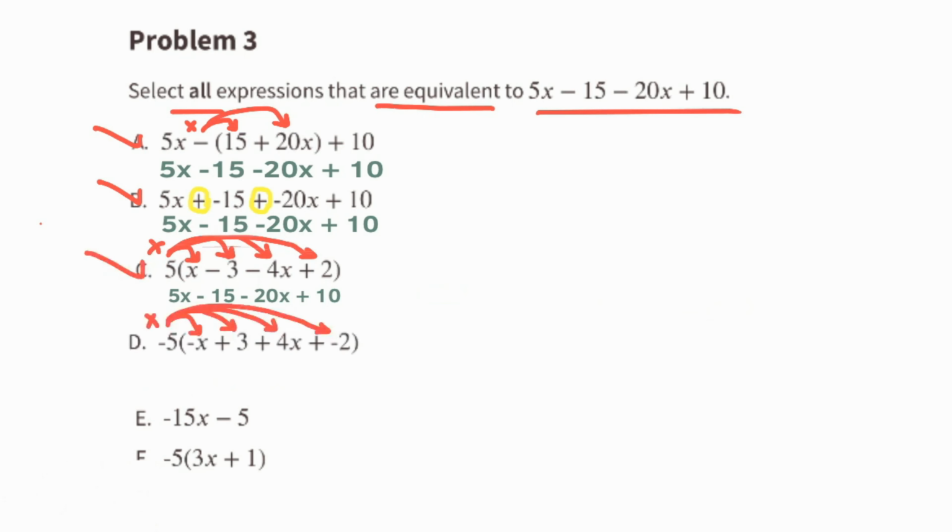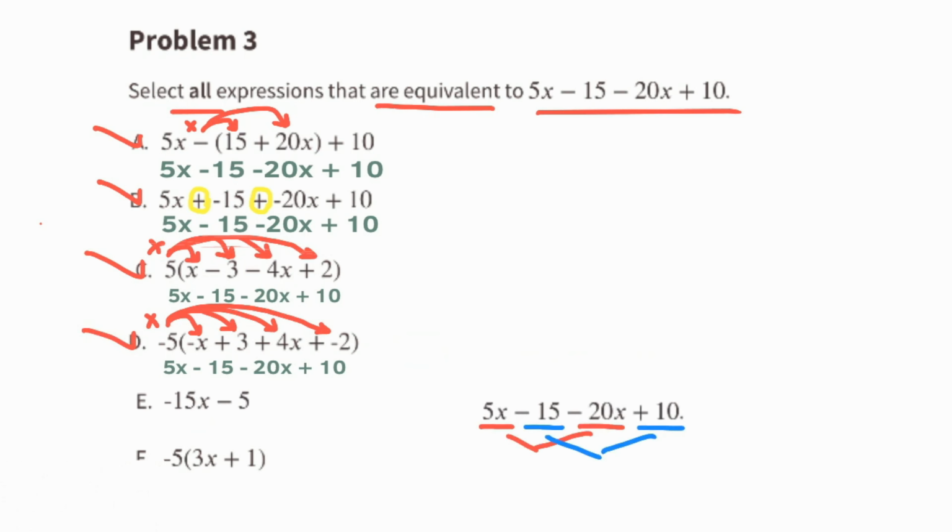D. Negative 5 times a negative x, that's a positive 5x. Negative 5 times a positive 3, that's a negative 15. Negative 5 times a positive 4x, that's a negative 20x. Negative 5 times a negative 2, that's a positive 10. This expression is also equivalent to the original expression.